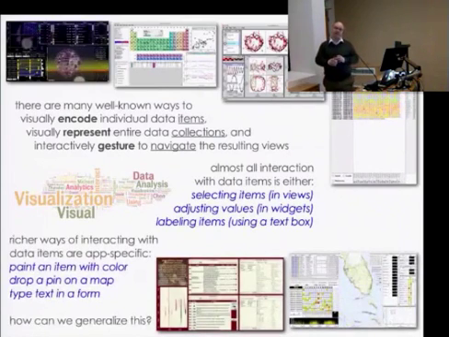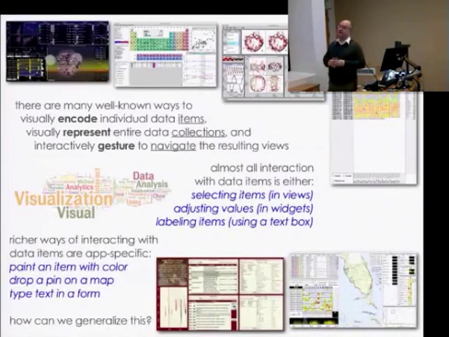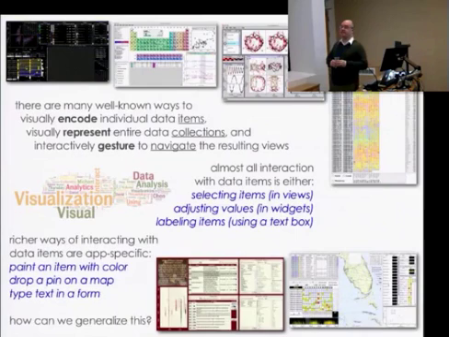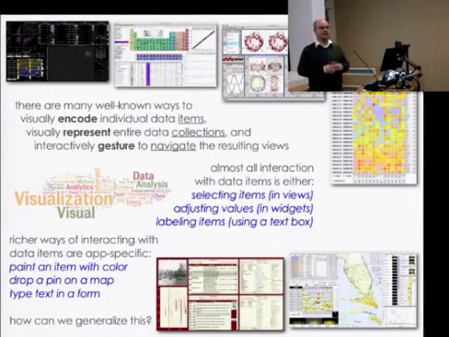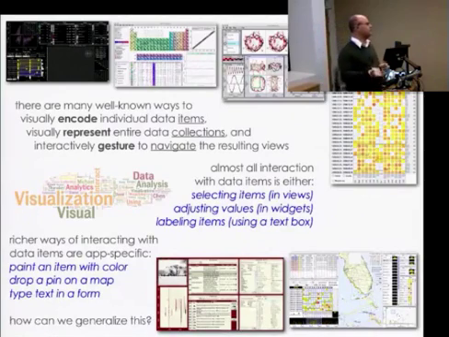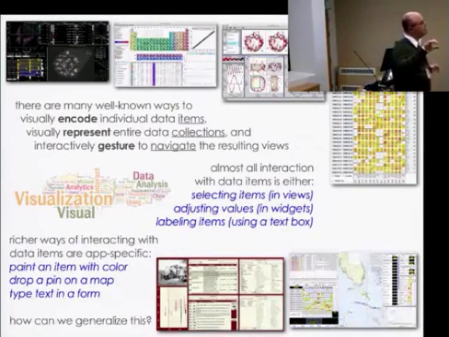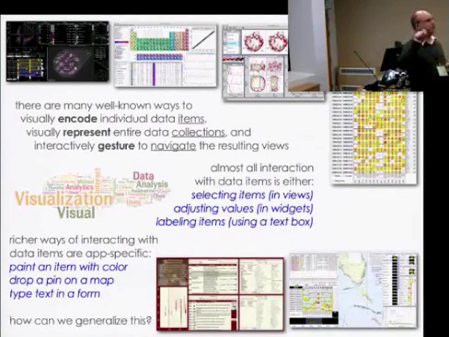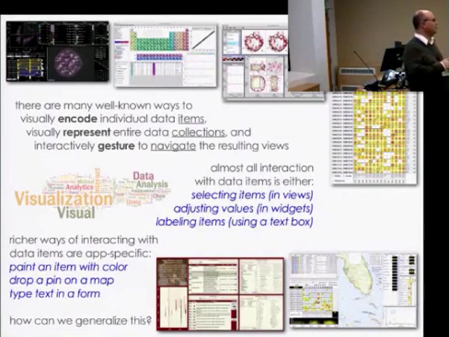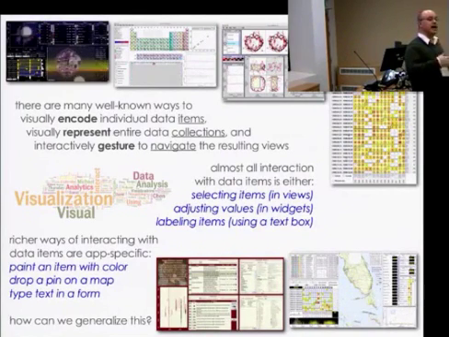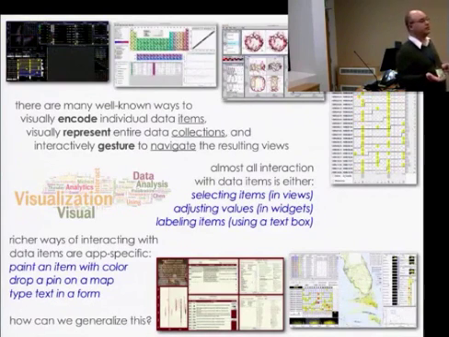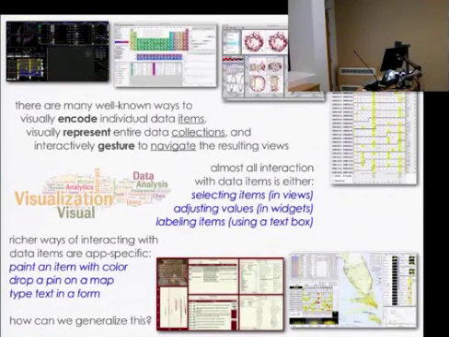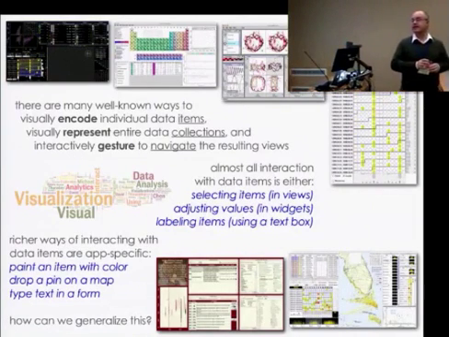There are richer ways of interacting with data items, but they're typically application specific. So for instance, you can take an item and you can paint it with a color. This is actually very similar to annotating. Instead of associating a text label with something, you can go in and have a little color editor and say, I want this one to be red. And it remembers that it should be red. You can imagine attaching just about any data value or combination of data values that you want to individual data items or collections of data items.